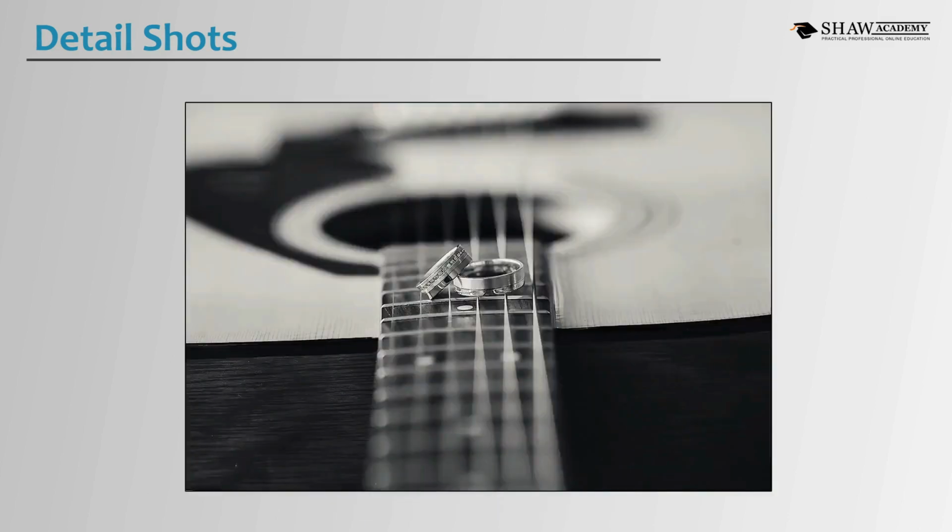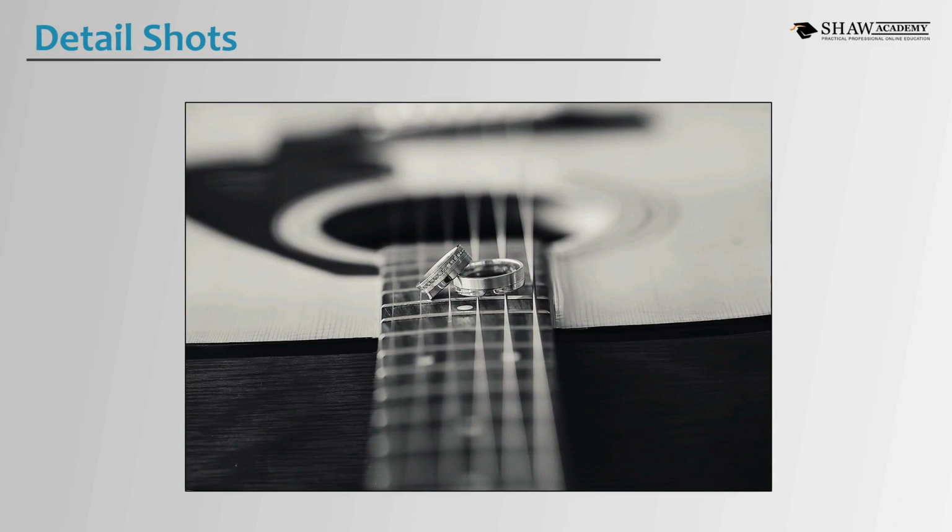And this is another example using a shallow depth of field. But the main reason I want to talk about this image is that it's actually ticking off the boxes in terms of getting detail shots. But the use of the guitar, and in particular the strings of the guitar, just adds another great compositional element to the image. And it's literally drawing your eye straight to the rings.